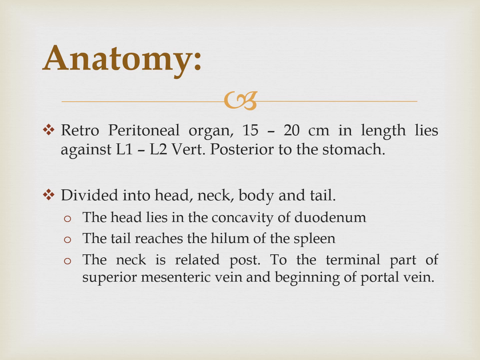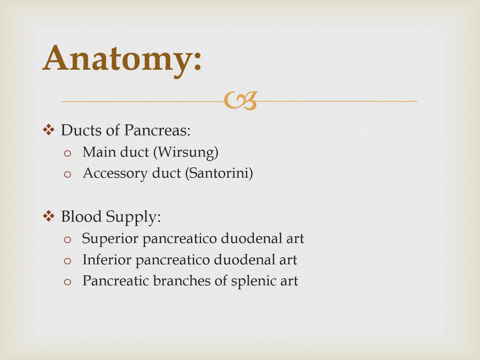It is divided into head, neck, body, and tail. The head lies in the concavity of the duodenum, the tail reaches the hilum of the spleen, and the neck is related posteriorly to the terminal part of the superior mesenteric vein and the beginning of the portal vein. The pancreas has two ducts: the main duct, which is the Wirsing duct, and the accessory duct, which is the Santorini duct.